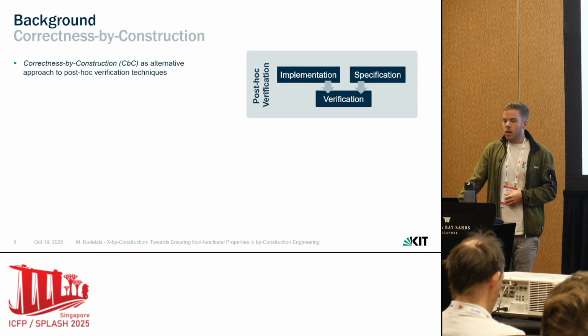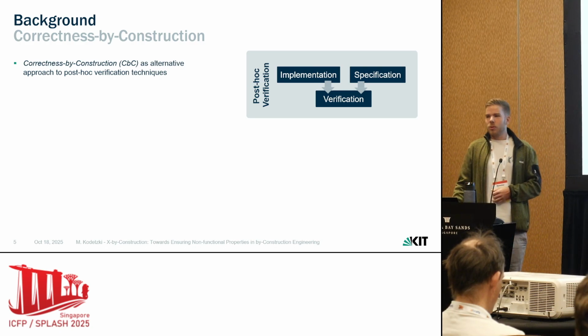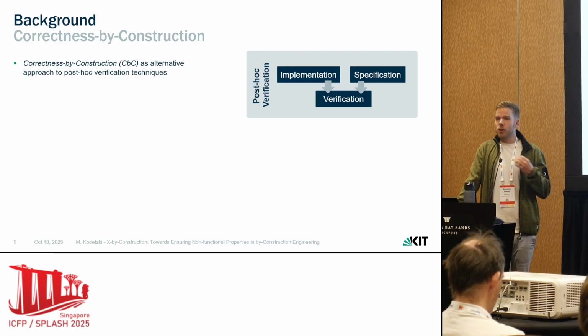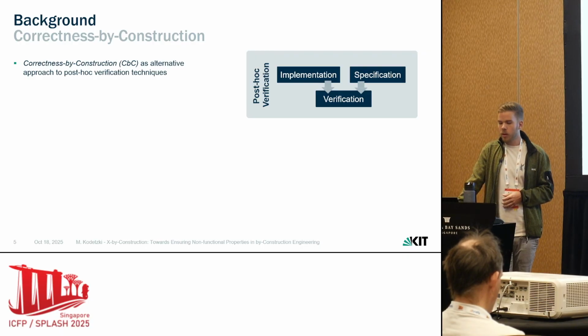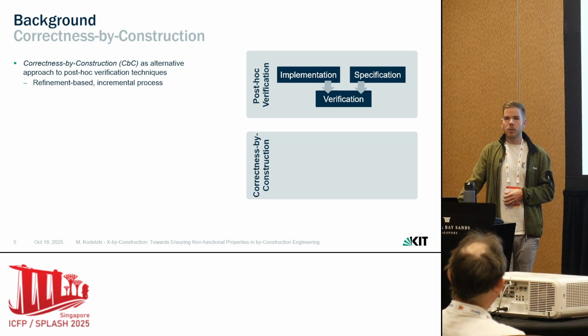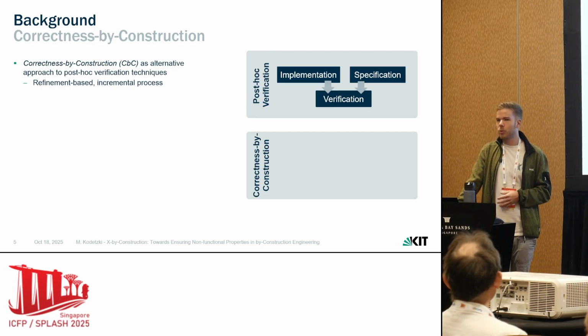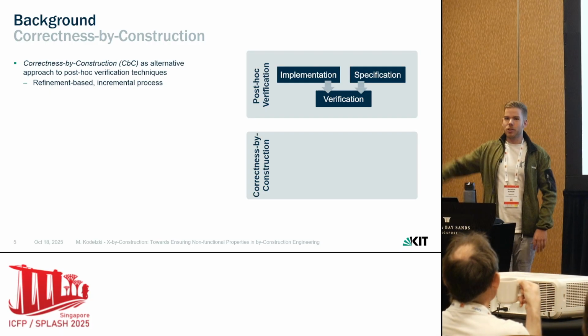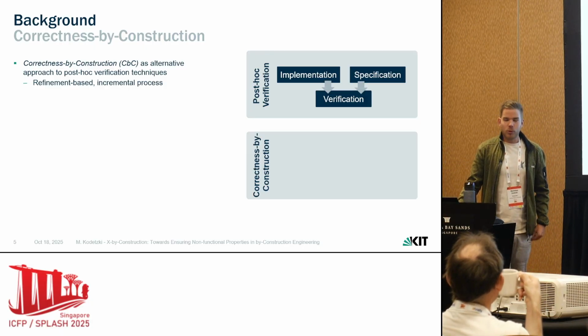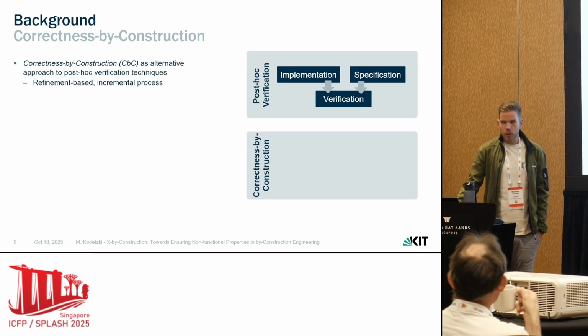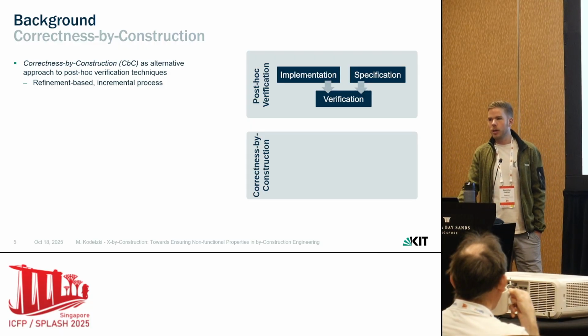An alternative is correctness-by-construction, in short CBC. This offers advantages because you can start verifying earlier, so you don't have to complete your whole program to start receiving information on whether what you did is correct or not. CBC is a refinement-based incremental approach and is based on the formal specification. So for post-hoc approaches, it would be possible to write your program and your specification 3 weeks later. This is not possible for CBC. You have to write your specification first because based on the specification, you apply different refinement rules.